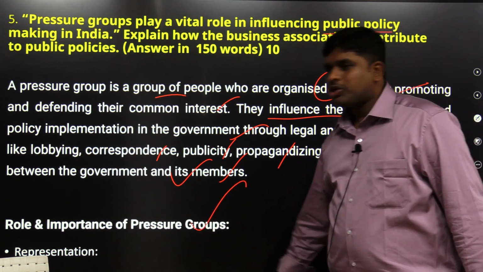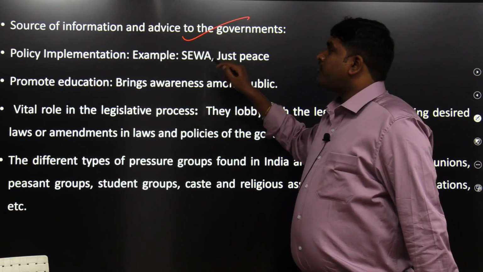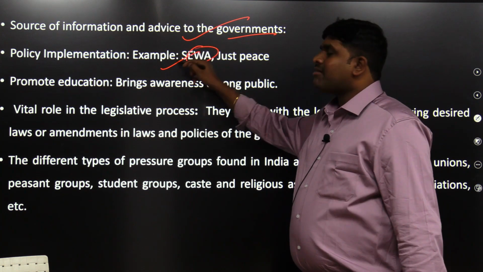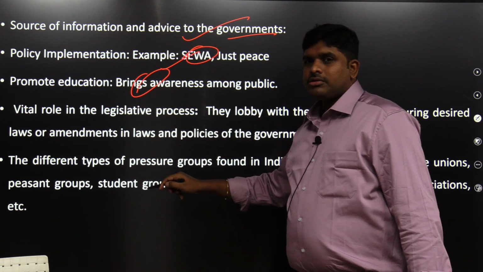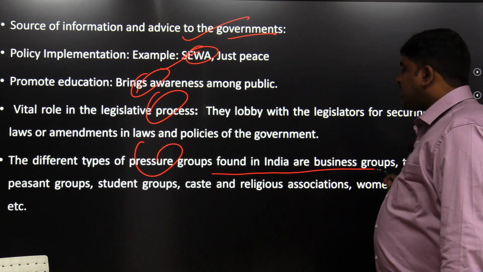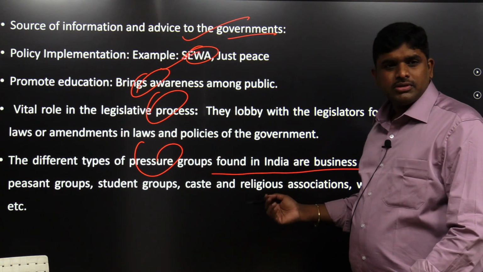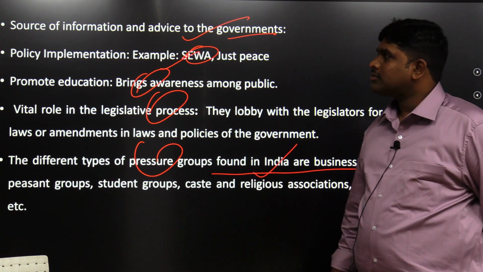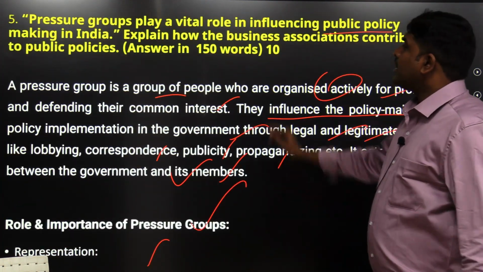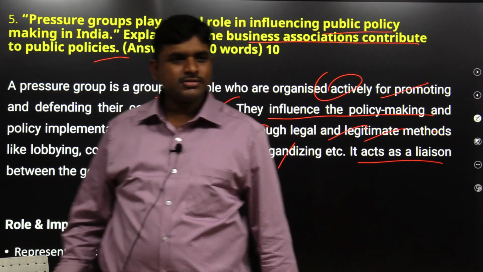Role and importance of pressure groups. They are representatives, a source of information and advice to the government. They help in policy implementation like SEVA. They promote education and play a vital role in the legislative process. The different types of pressure groups found in India are business groups, education groups, school groups, teachers groups. These are all pressure groups. Role of business associations, for example. Because the question is, explain how business associations contribute to public policies.